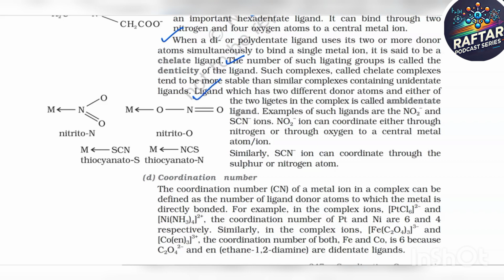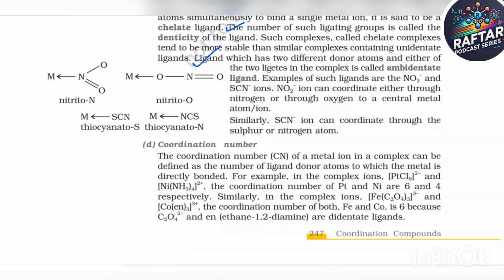NO2- ions can coordinate either through nitrogen or through oxygen to a central metal atom or ion. Similarly, SCN- ion can coordinate through the sulfur or nitrogen atom. D. Coordination number. The coordination number of a metal ion in a complex can be defined as the number of ligand donor atoms to which the metal is directly bonded.